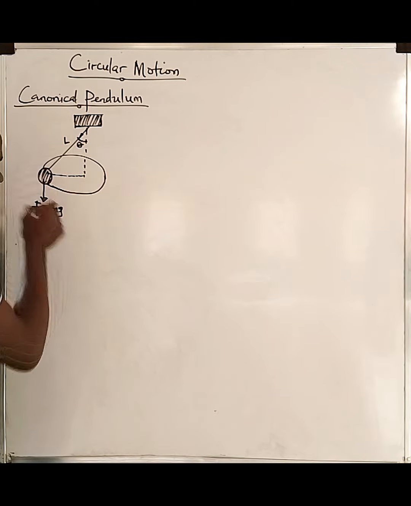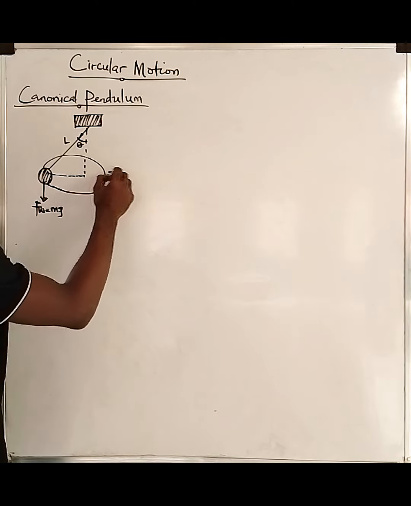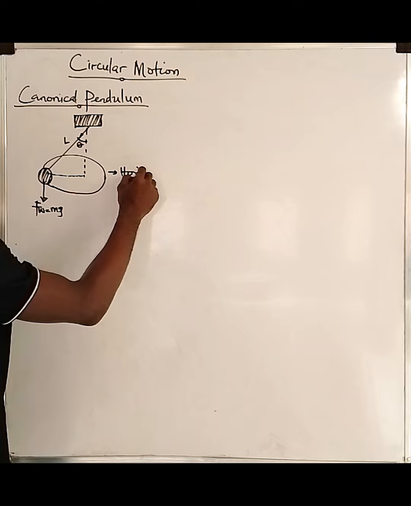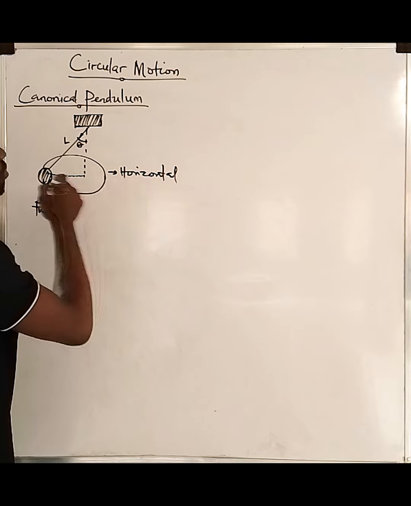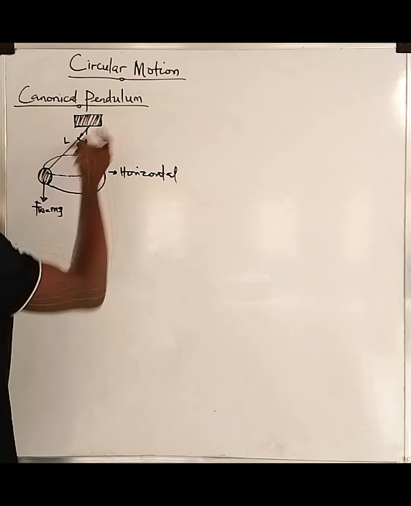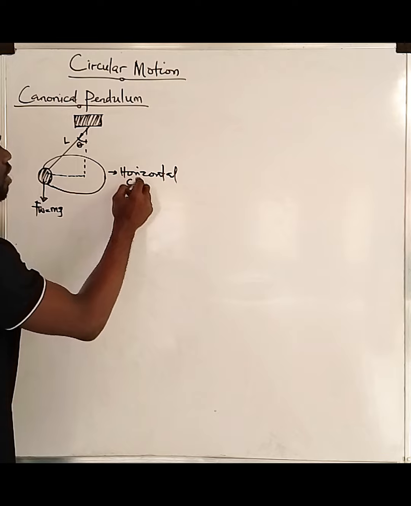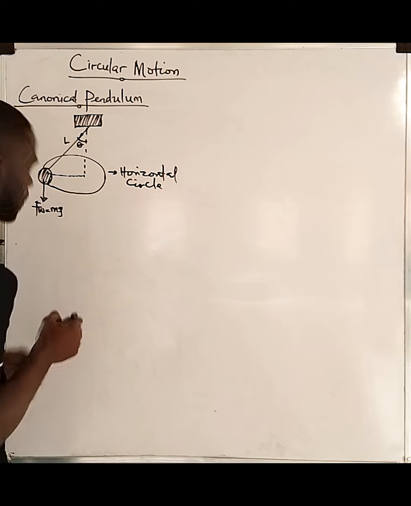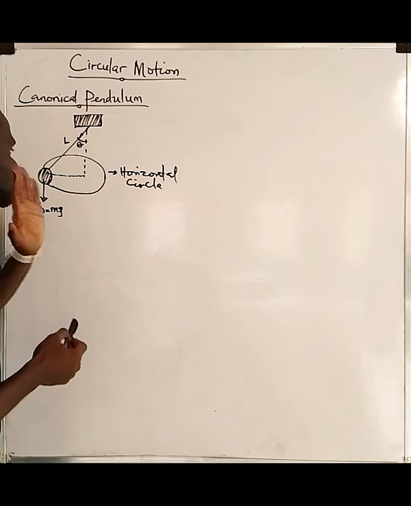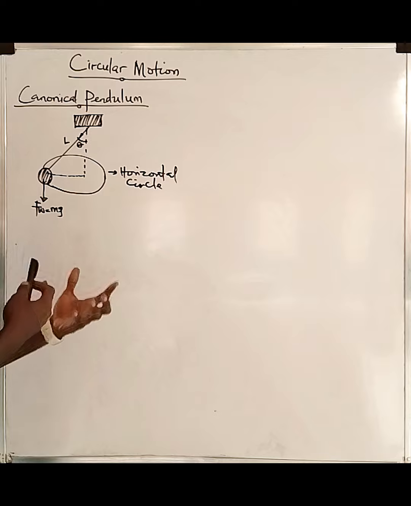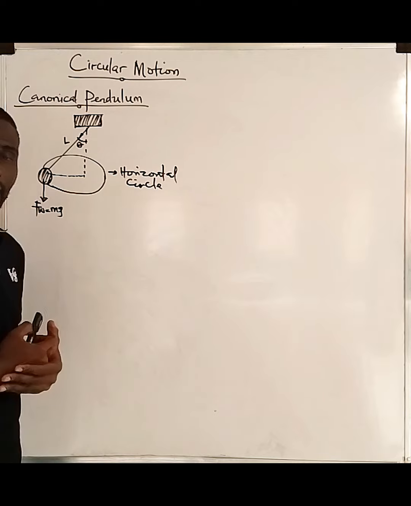So the pendulum oscillates like this in what we call a horizontal circle. Don't forget, the conical pendulum talks about horizontal circular motion. So now what are we going to do here? We are going to derive various formulas on this in case we see questions on it.